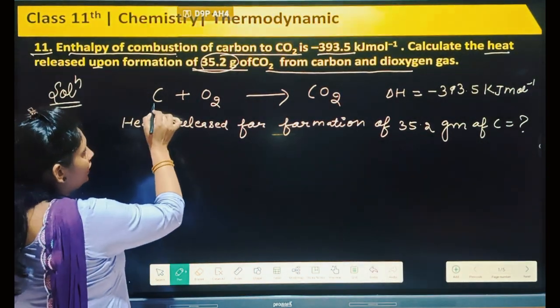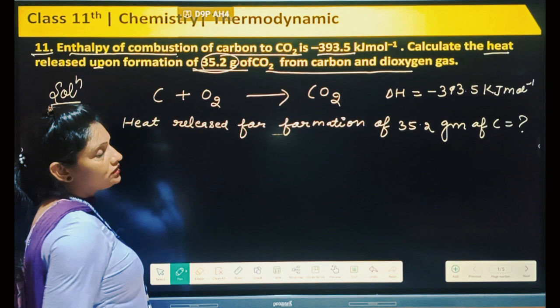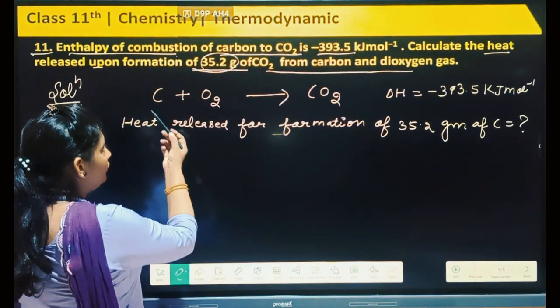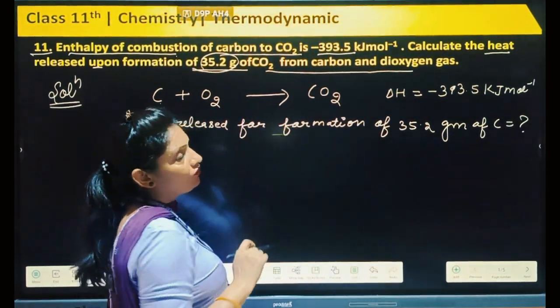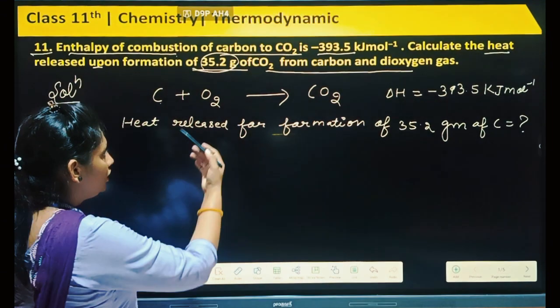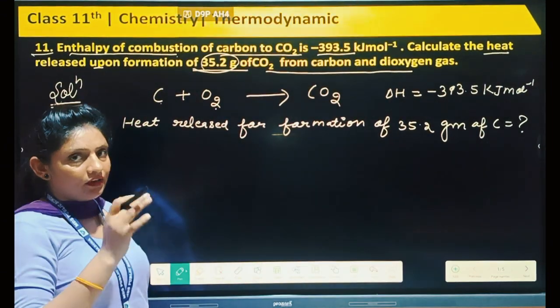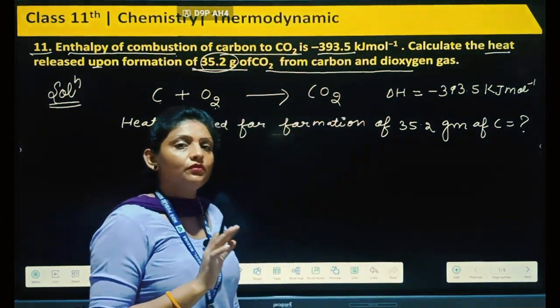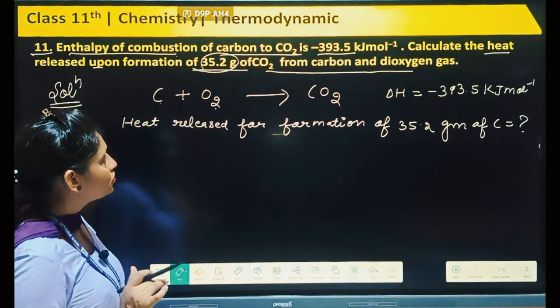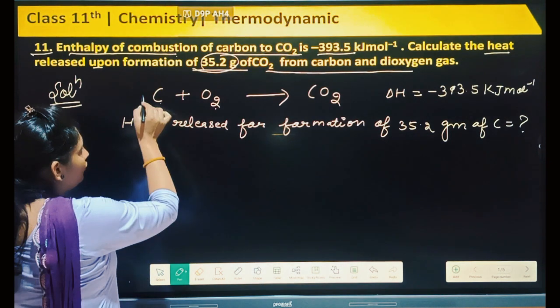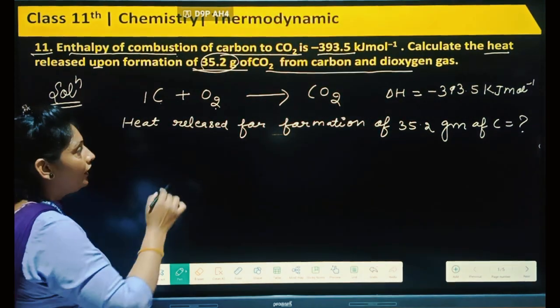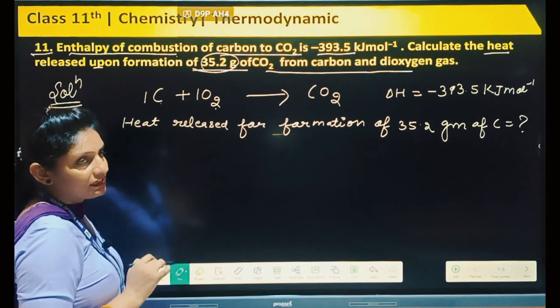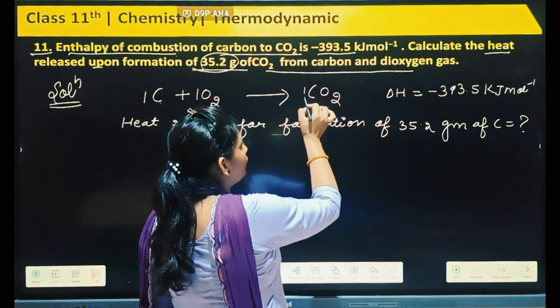Here you can see this reaction. This is the balanced chemical equation. Here one carbon in reactant side and one carbon in product side. Two oxygens are in reactant side and two oxygens are in product side. So this reaction is a balanced chemical equation. Then students, when we use 1 mole of carbon and 1 mole of oxygen gas, it produces 1 mole of CO2.